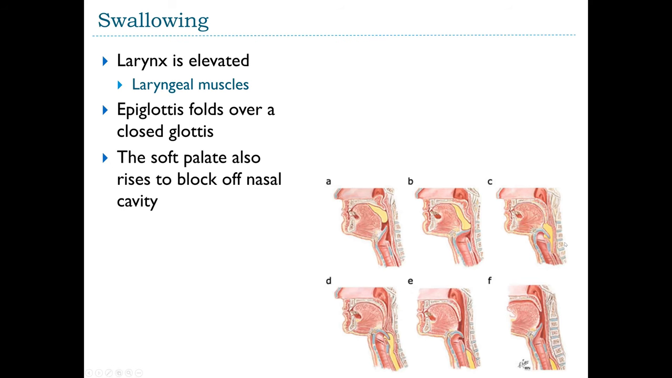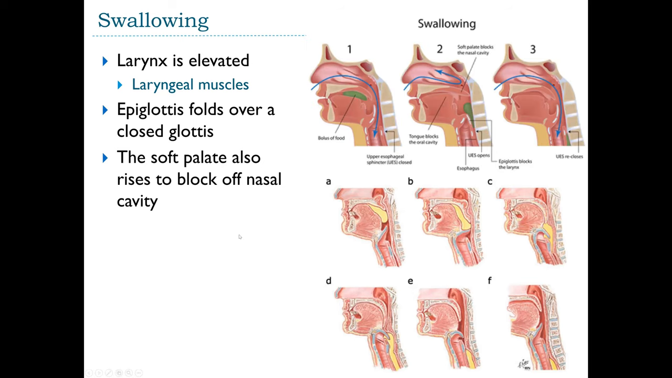The soft palate also rises during swallowing to block off the nasal cavity. And so here's a different picture. In this picture, the blue arrow is showing the passage of air. And then I have the bolus of food here that I'm about to swallow, this green blob in the mouth. Currently I'm breathing as well as chewing, and so the opening to my respiratory tract is open and the opening to the esophagus is currently closed.